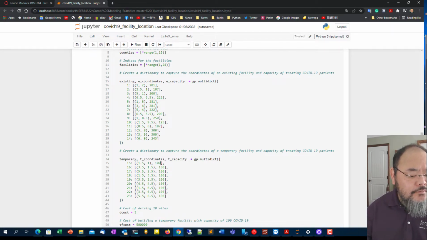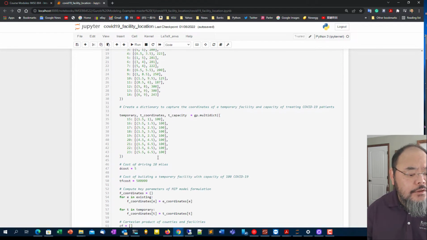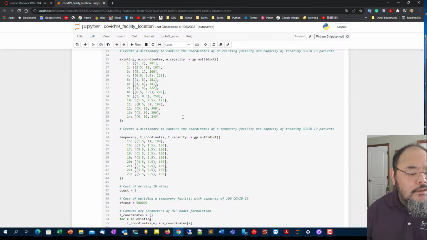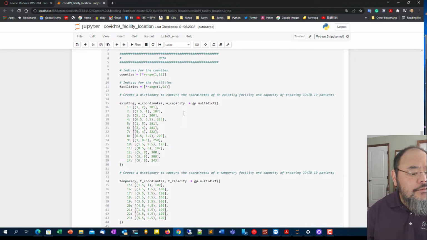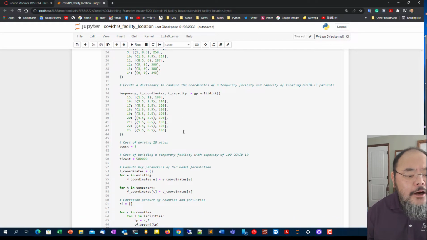Then we have 15 to 23rd total for the temporary facility with their coordinates and capacity, which is temporary facilities' locations and capacity. So these are the two so-called multi-dictionaries, based on the facility number, with coordinates and capacity pairs. All right, so we've seen this a couple of times before.